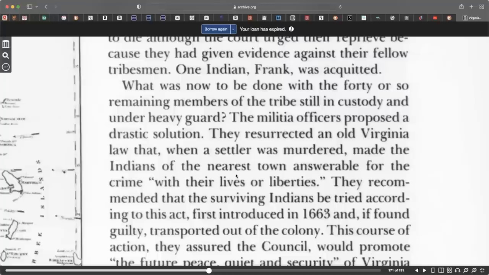They resurrected an old Virginia law that, when a settler was murdered, made the Indians of the nearest town answerable for the crime with their lives or liberties. You hear that? They recommended that the surviving Indians be tried according to this act, first introduced in 1663, and if found guilty, transported out of the colony.